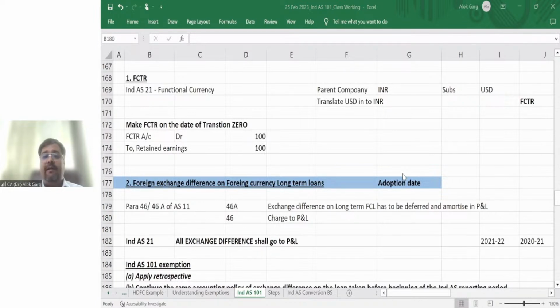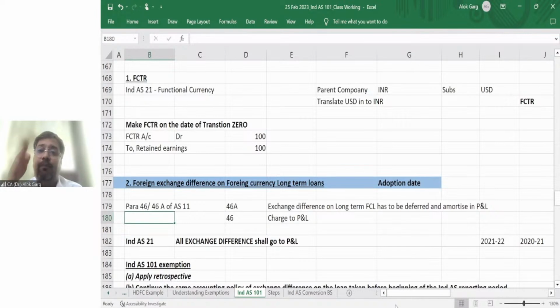Friends, I hope I have made you clear about these exemptions. Friends, under AS 11, accounting standard under IGAP, there were two paras, para 46 and para 46A. Para 46A says that if there is an exchange difference on a long-term foreign currency loan, it has to be deferred and amortized in P&L. And this para 46A came in 2011-12.